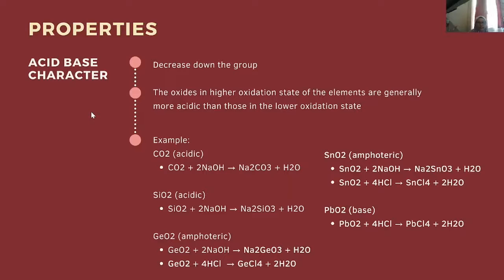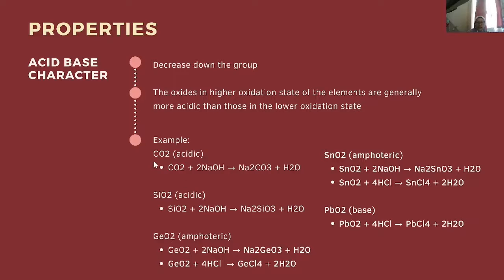Properties: acid-base character. The oxides in higher oxidation state of the elements are generally more acidic than those in the lower oxidation state. So as we move down the group, the acidic character decreases. Among the dioxides, carbon dioxide and silicon dioxide are acidic. Germanium dioxide and tin dioxide are amphoteric, and lead dioxide is a base.